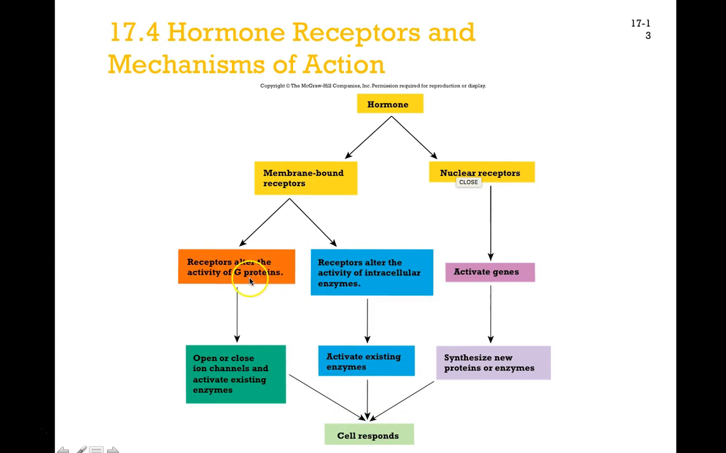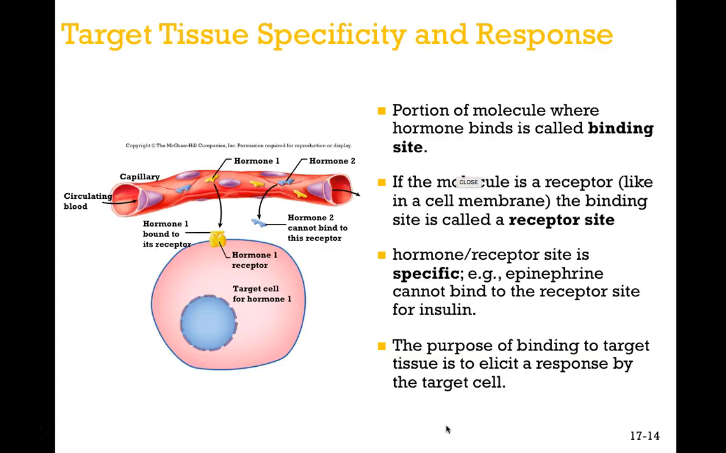If we go the G protein route, then we can open or close the ion channel depending on what we need to do and activate existing enzymes that way, which will lead to the cell responding. Now, if we have a lipid-soluble hormone, then we will be able to attach to nuclear receptors within the nucleus that will activate genes, synthesize new proteins or enzymes, which will allow the cell to respond. So this is a good slide to come back to once we've finished this part of the screencast.